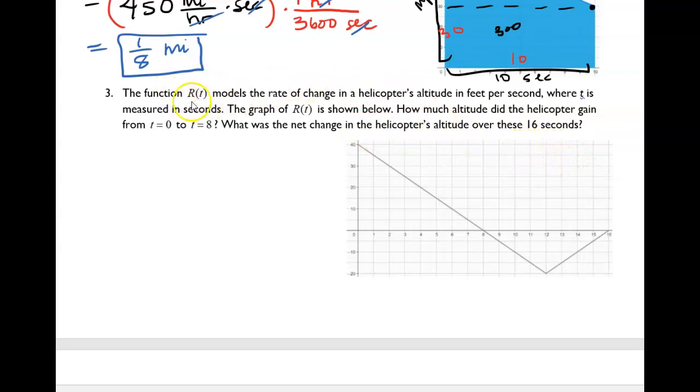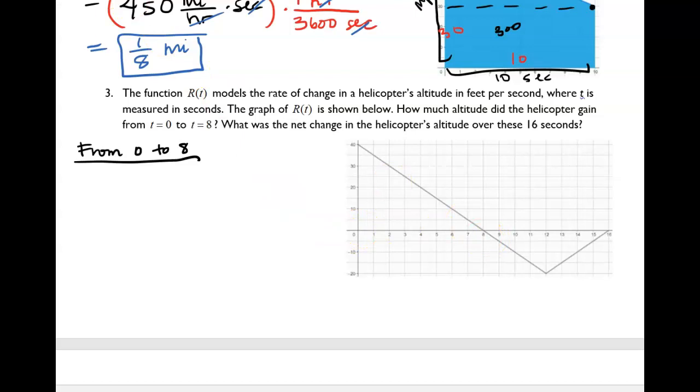So we can really think about this rate of change kind of like a velocity. It is in feet per second, so it kind of makes sense with that. And so let's go ahead and calculate from 0 to 8. And so again, when I am thinking about my rate of change here, and if I want to find how far I traveled, I will just find the area.